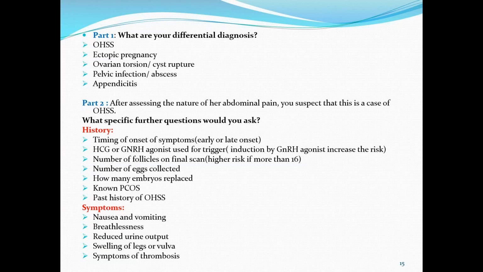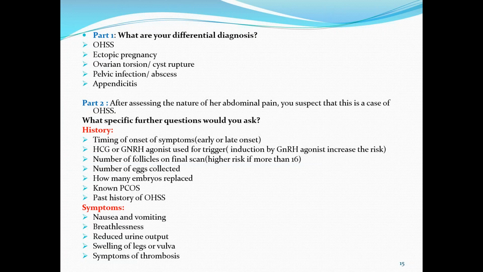I need to ask what treatment was used for triggering, if it's HCG or GnRH agonist, because induction by GnRH agonist increases the risk. If a woman is at high risk of developing ovarian hyperstimulation, like if she's a case of PCO, usually the induction will be by GnRH antagonist. They will follow the antagonist protocol.